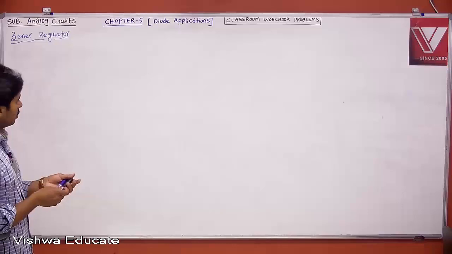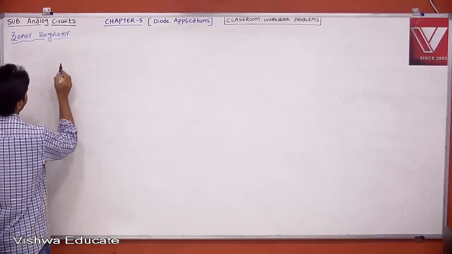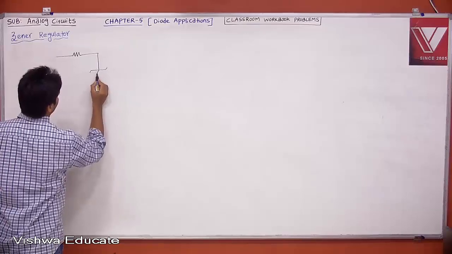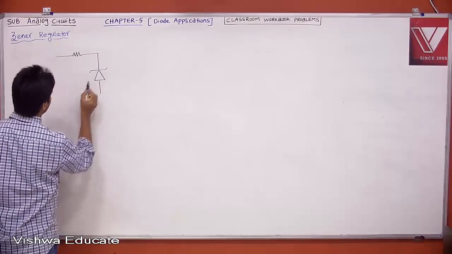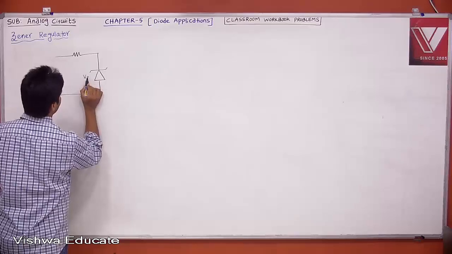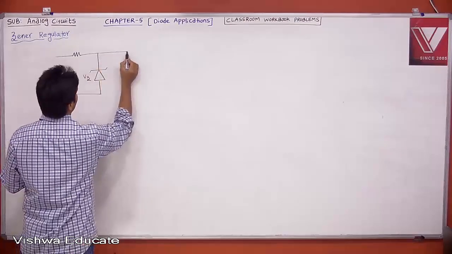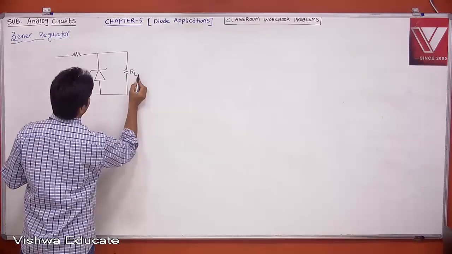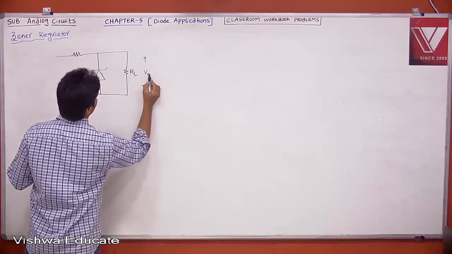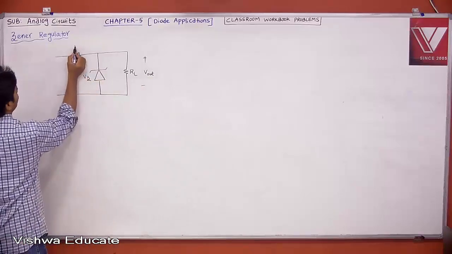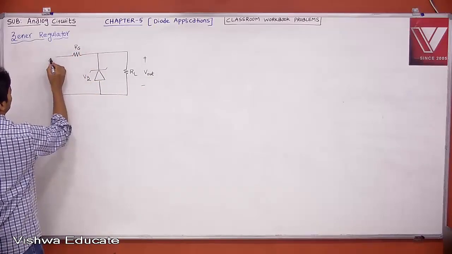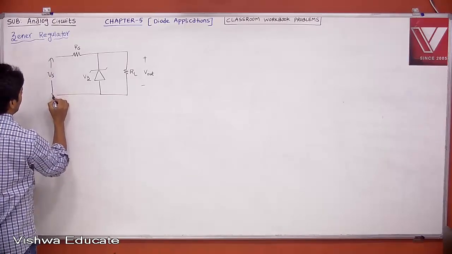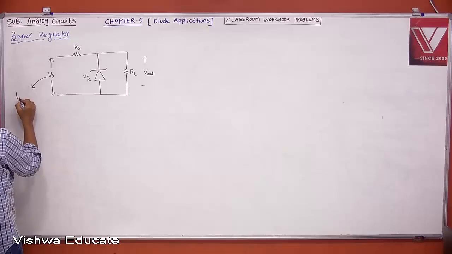Okay. Now the typical circuit of a Zener regulator is this. This is your Zener diode, and people represent it with the Zener breakdown voltage, which is Vz. This is your load, RL, and this is our output voltage Vout. This is your source resistance Rs, and this is our input voltage, or source voltage Vs. This is also called the line voltage.